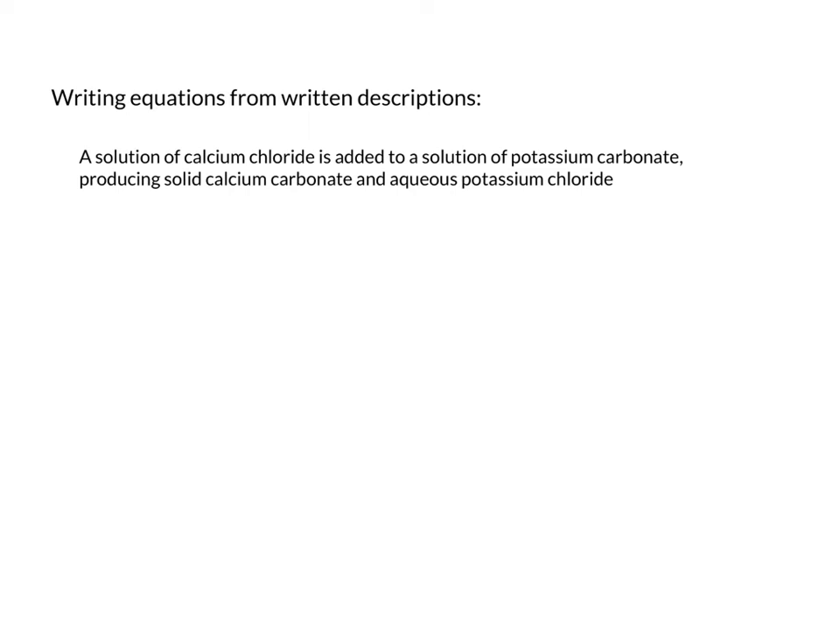Here's that place where we told you that you really need to know how to write formulas for ionic compounds. Here's where this comes in. We need to make sure that we're writing proper formulas. So remember that calcium has a 2+ charge, chloride is 1-, potassium is 1+, carbonate is 2-. All right, so Ca2+, CO3 2-, and then K+ and Cl-.